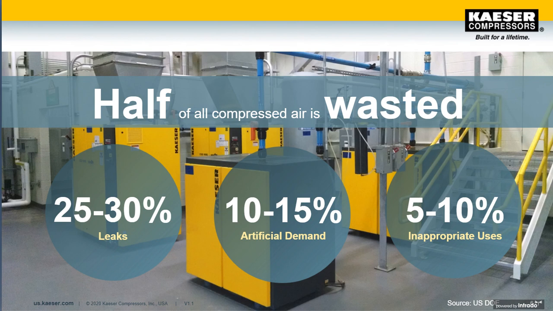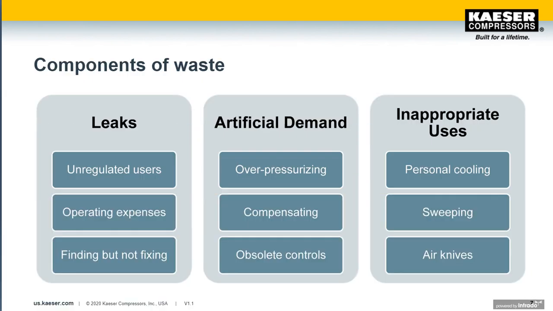Inappropriate uses, again, seem self-explanatory. However, normally when we're so close to something, we may not see what it is for real. For example, cleaning your air station or cleaning your workstation. Compressed air is available, it's free. Maybe we're using that to clean off our workspace, but it's significantly more costly than sweeping your area or per se using a leaf blower for the same task. So where are all these components of waste hiding?